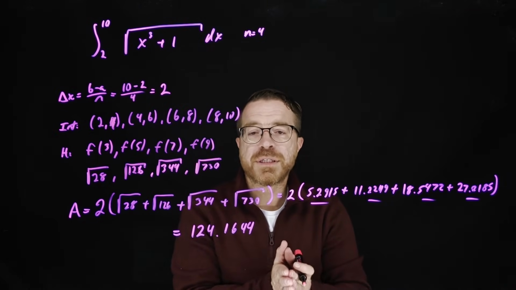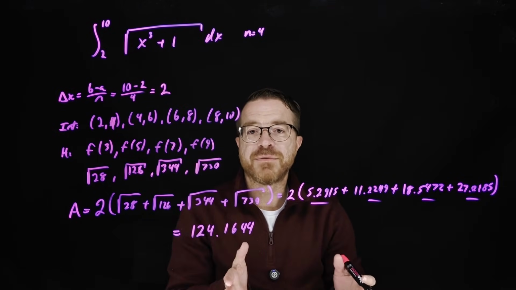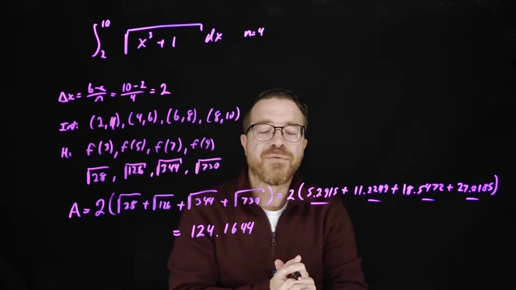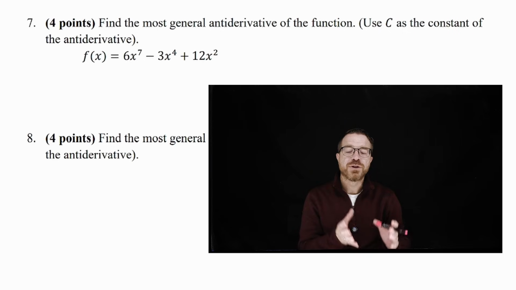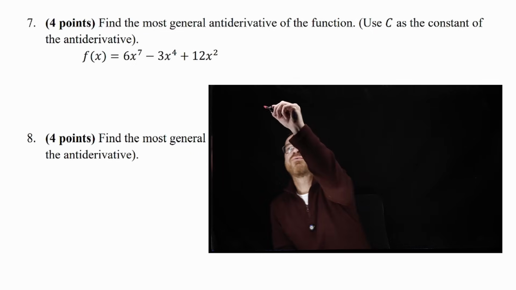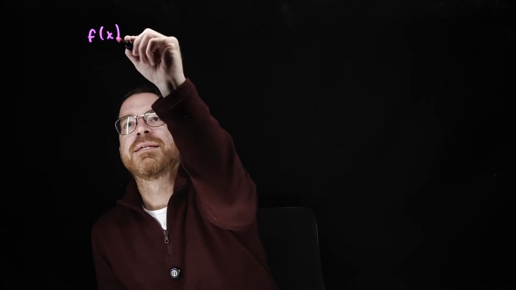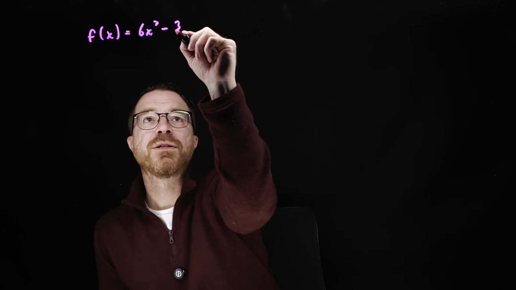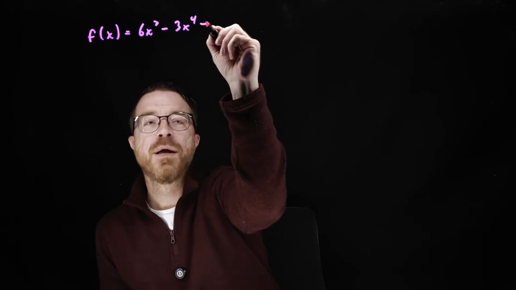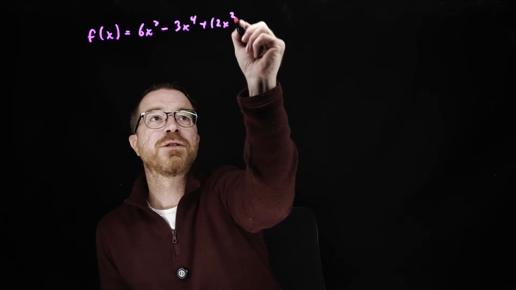So next we're going to be focusing on some problems with antiderivatives, again, building up to our final subtopic of integration. Problem 7 says, find the most general antiderivative of the function and use c for a constant of the antiderivative. So our original function for problem 7 is f of x equals 6x to the 7th power minus 3x to the 4th power plus 12x squared.